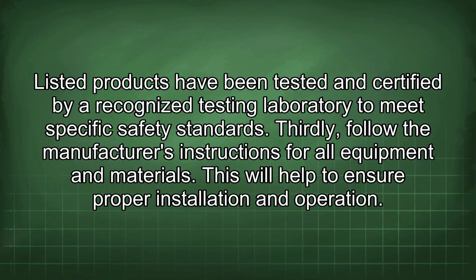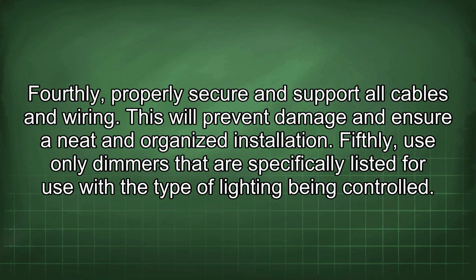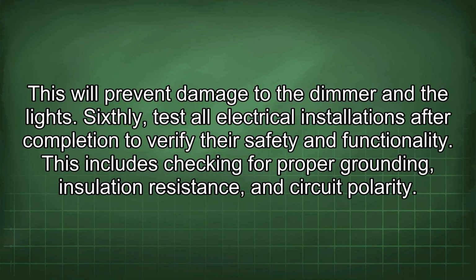Thirdly, follow the manufacturer's instructions for all equipment and materials. This will help to ensure proper installation and operation. Fourthly, properly secure and support all cables and wiring. This will prevent damage and ensure a neat and organized installation. Fifthly, use only dimmers that are specifically listed for use with the type of lighting being controlled. This will prevent damage to the dimmer and the lights.